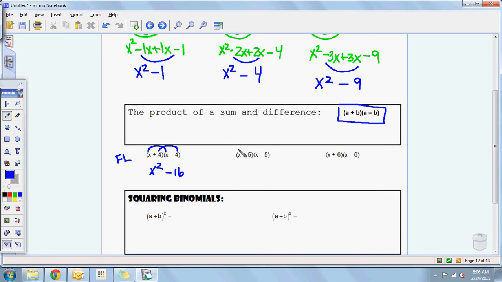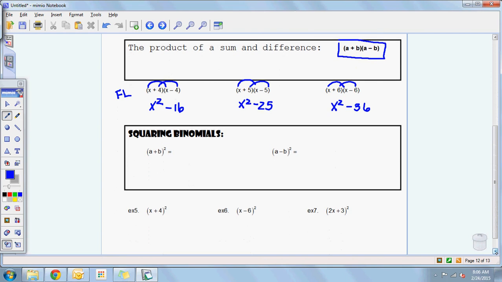He's fired. All right, x times x is x squared. Last two terms, negative 25. Because we know that the outer and inner are going to equal 0, we don't need to waste our time. All right, x squared, last two terms, negative 36. Easy as that. This does not work with every single binomial pair that you are multiplying. It only works in these special cases, so you have to look out for those.